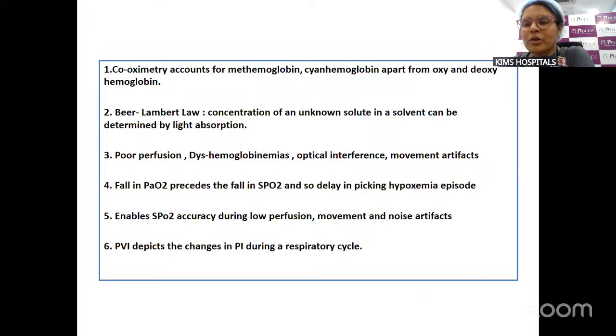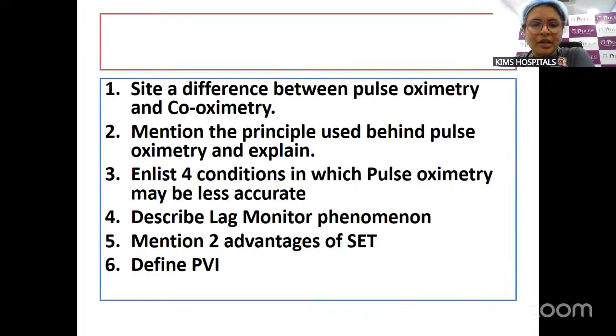Now, lag monitor phenomenon is a phenomenon wherein a fall in PaO2 or desaturation can precede the fall in saturation, and hence there can be a delay in picking up hypoxemic episode.